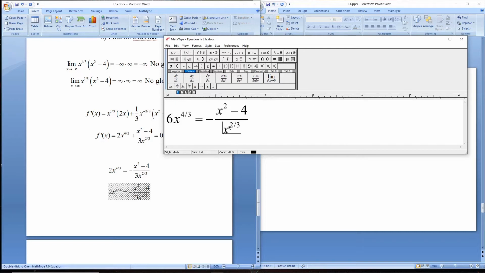And then multiplying both sides by x to the 2/3. So 4/3 plus 2/3 is 6/3. And 6/3 is 2. And there is technically a parentheses around that. So distributing the parentheses will get us a minus, plus.